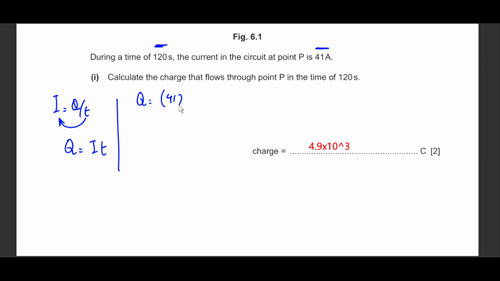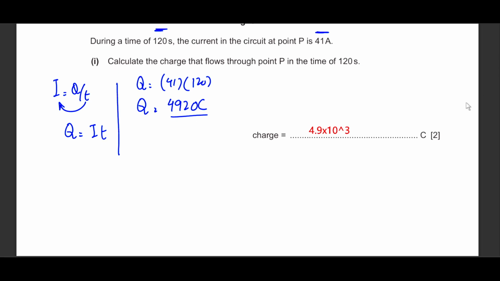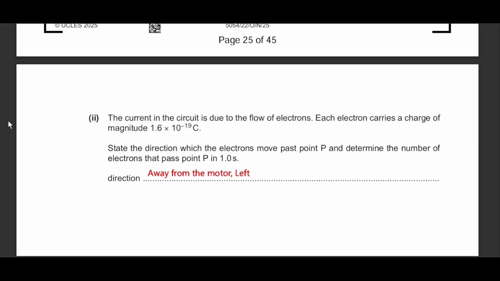Current is 41 amps, time is 120 seconds. So how many packets actually got transferred? This is actually 4920 coulombs of charge. 4920 packets of electrons have been transferred. To two significant figures, it goes 4.9 times 10 to the power 3.